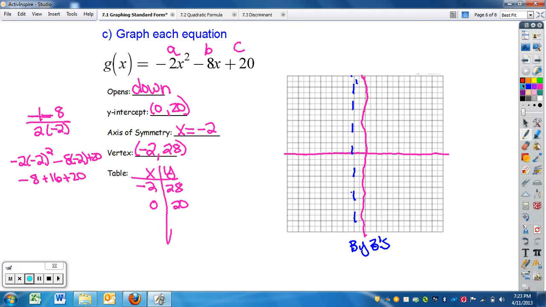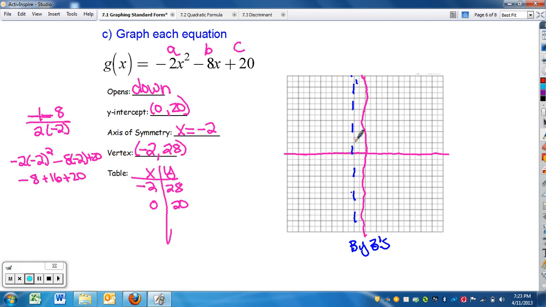Change my color here. So 28, so I go 2, 4, 6, or 3, 6, 9, 12, 15, 18, 21, 24, 27, 28. And then I go 3, 6, 9, 12, 15, 18, 20 would be here. Reflect it over. All right, so it looks like I'm missing my negative 1 value.